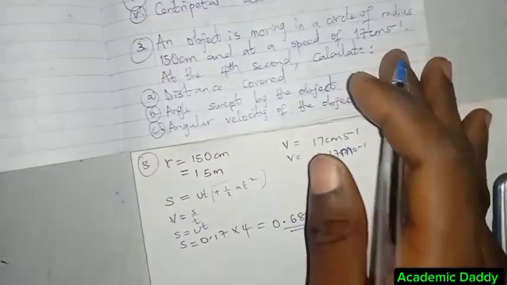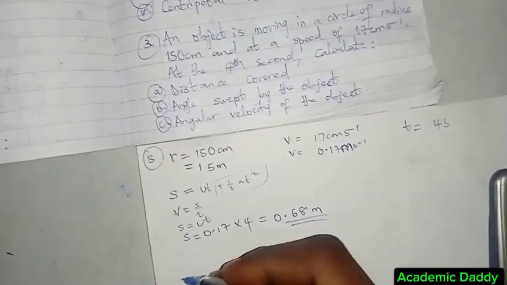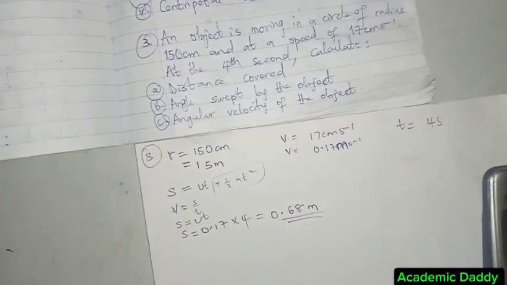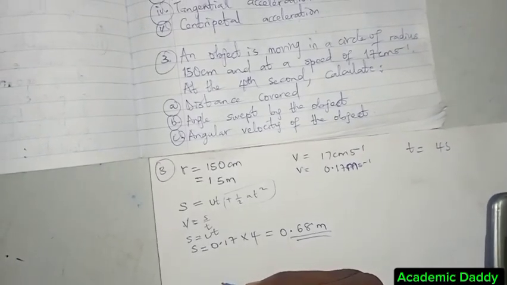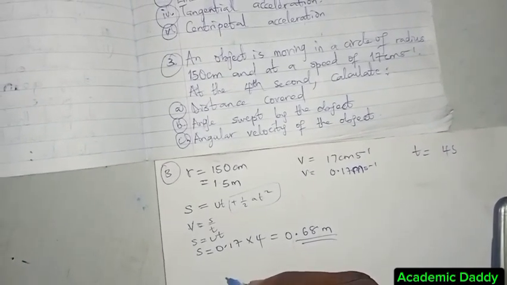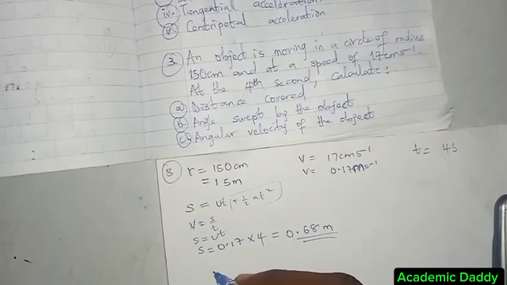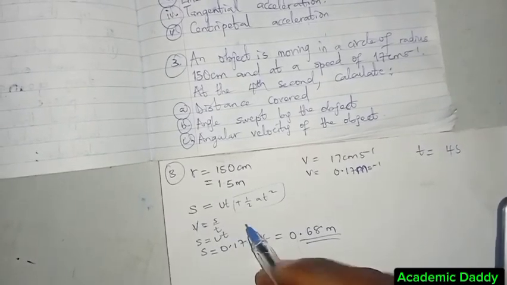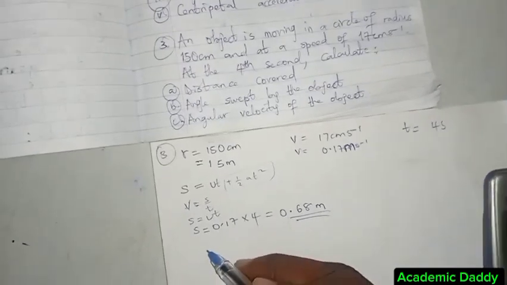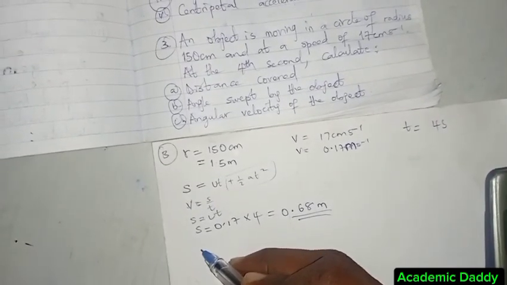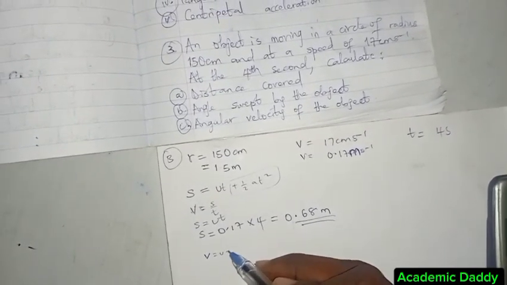Then they said angle swept by the object. So angle swept by the object is talking about theta. True? Yes. So let me do something. Let's say I do, first of all, v equals u plus at.